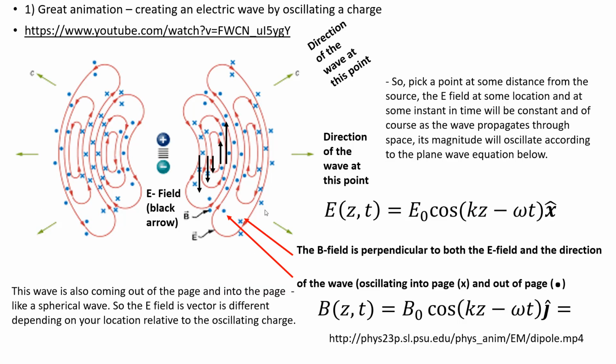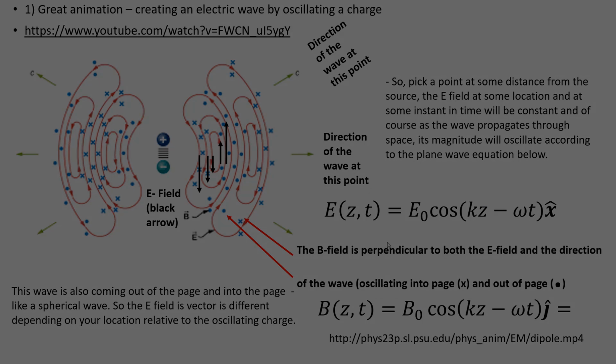So the electric field's oscillating in this direction. The wave is moving in this direction. And the magnetic field, which is also perpendicular to the direction of the wave and to the electric field, is either coming out of you or going into the page. I'll explain from Maxwell's equations where these equations come from.